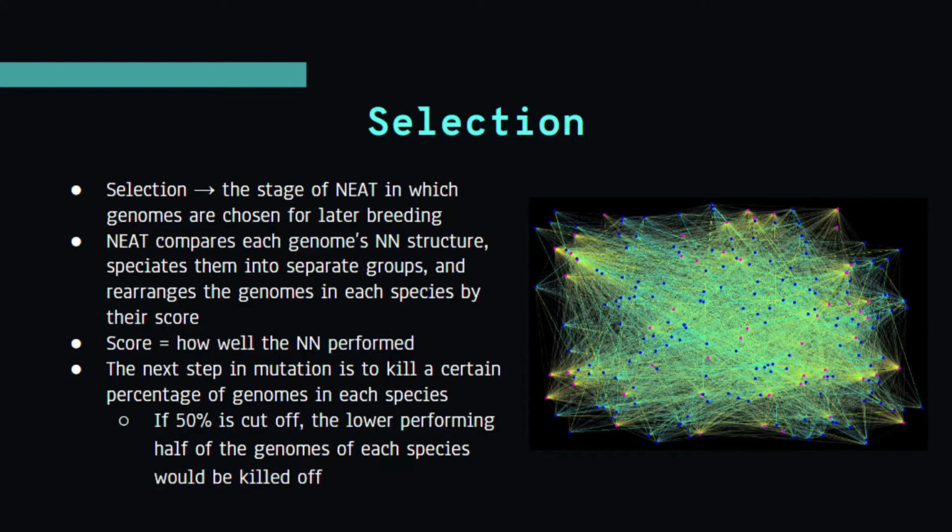The next step is to kill off a certain percentage of genomes in each species. So the programmer will code in their config value, which is the configuration sheet of NEAT, and they're going to code in some type of value. For example, if 50% is the cutoff, the lower performing half of the genomes will be killed off.